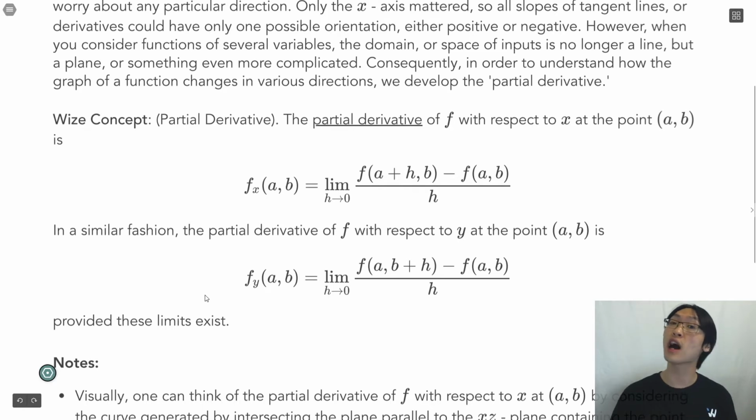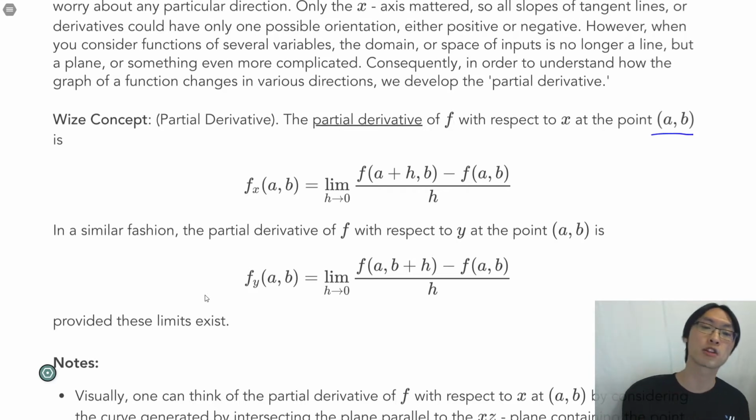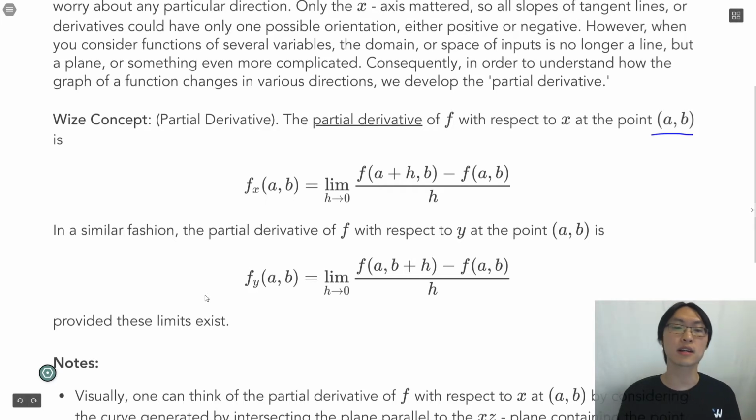So we're going to define the partial derivative of f with respect to x at the point (a, b) as follows. f sub x at (a, b) is going to be the limit as h approaches 0 of f of (a plus h, b) minus f of (a, b), divided by h. Mouthful. Okay, so basically the key thing here is that the x component of your f function is the one that has the plus h, but the y component of both functions here does not change whatsoever.